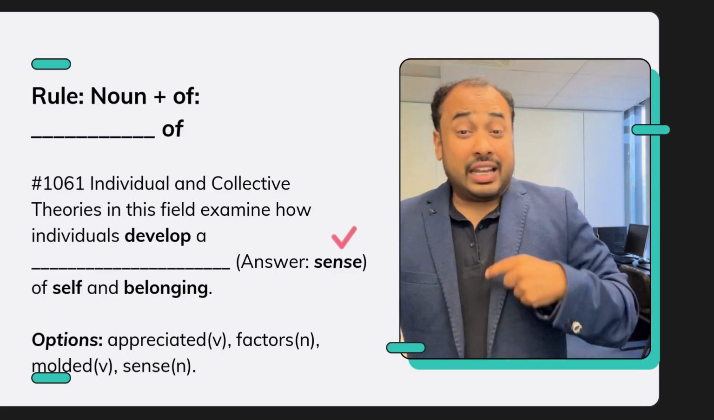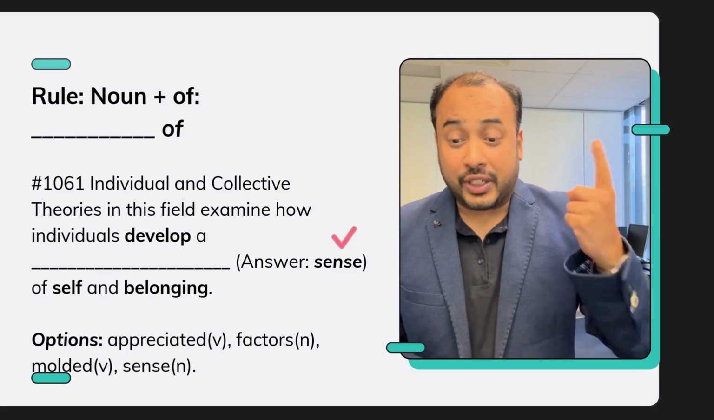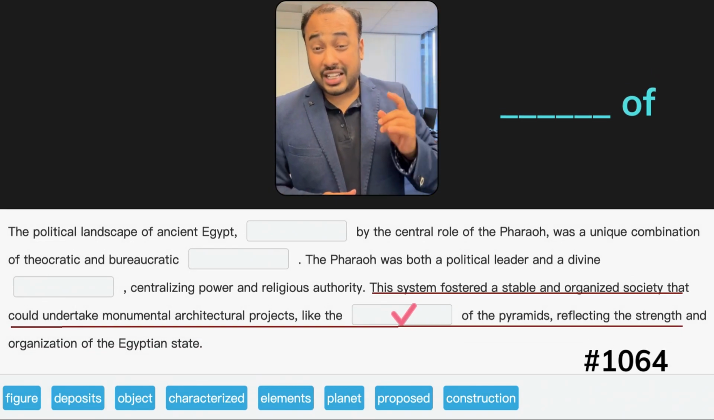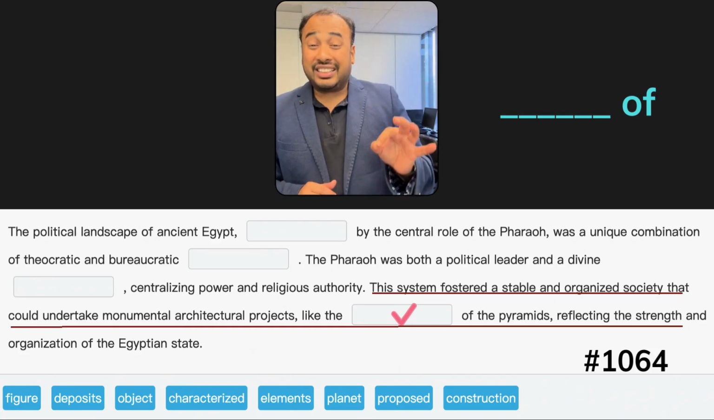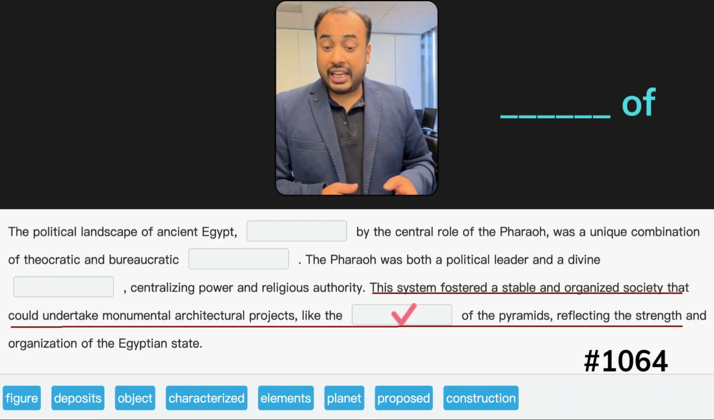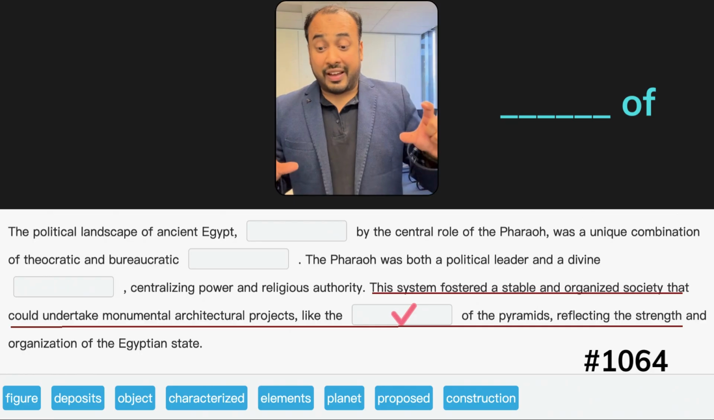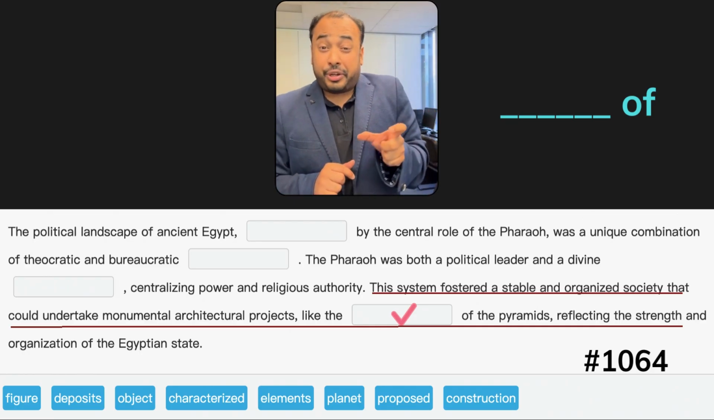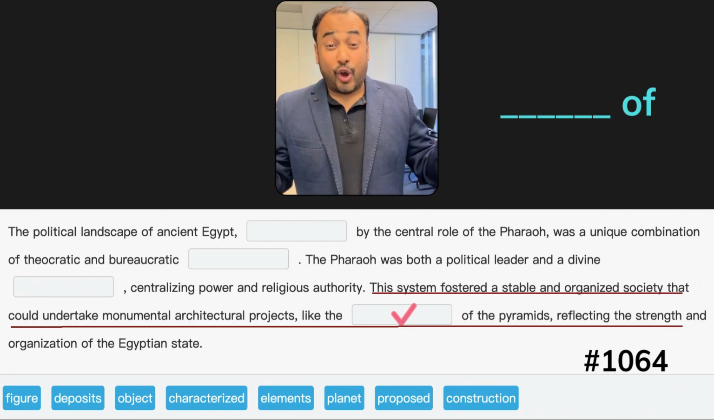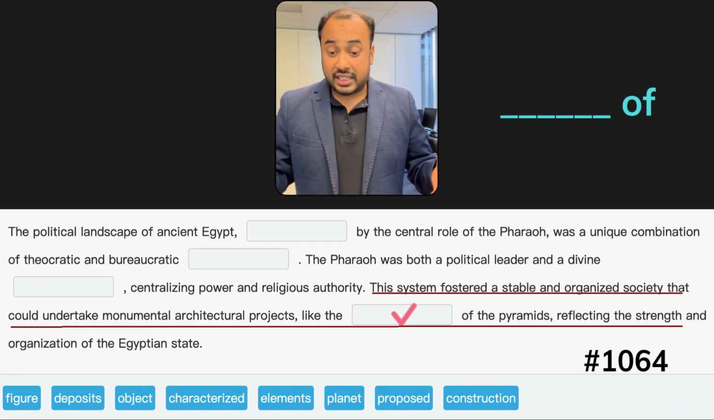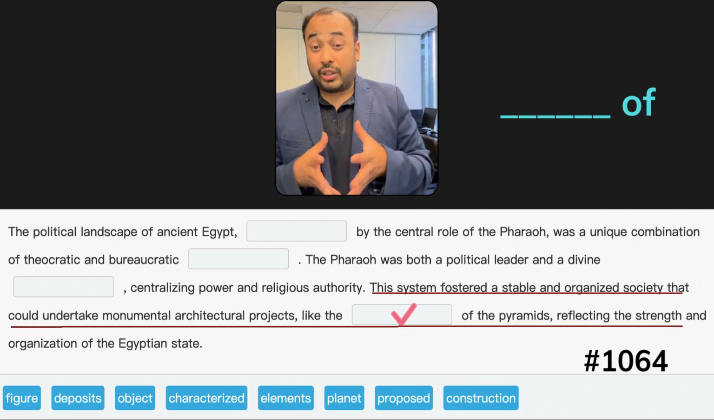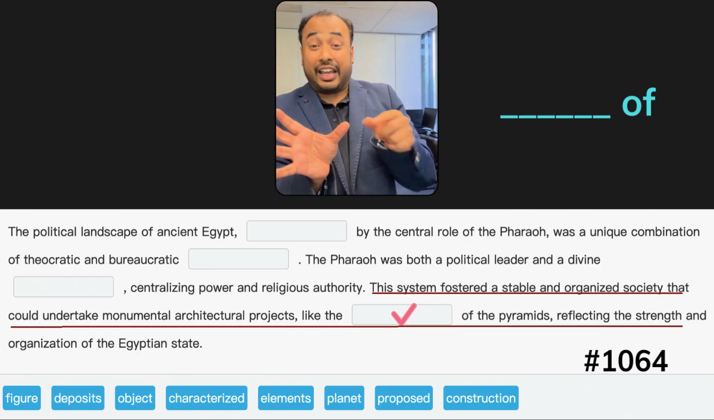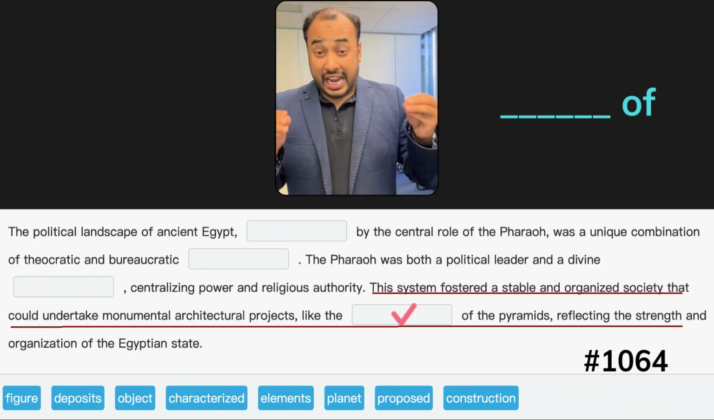All right, let's try one more. So 1064, that's the question. That's political landscape from your APEUni. The sentence that I found has a blank and of the pyramids. This is a pretty long sentence. I don't expect you to read the whole thing, but you need to understand that since there is a blank and of in front, we're looking for a noun.